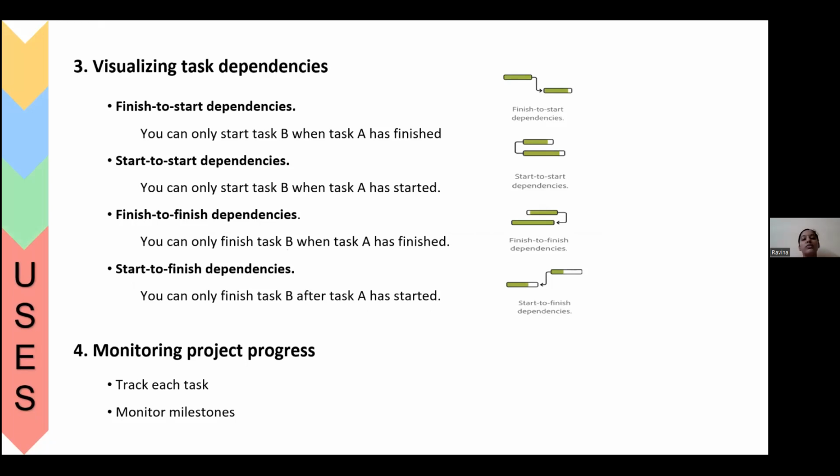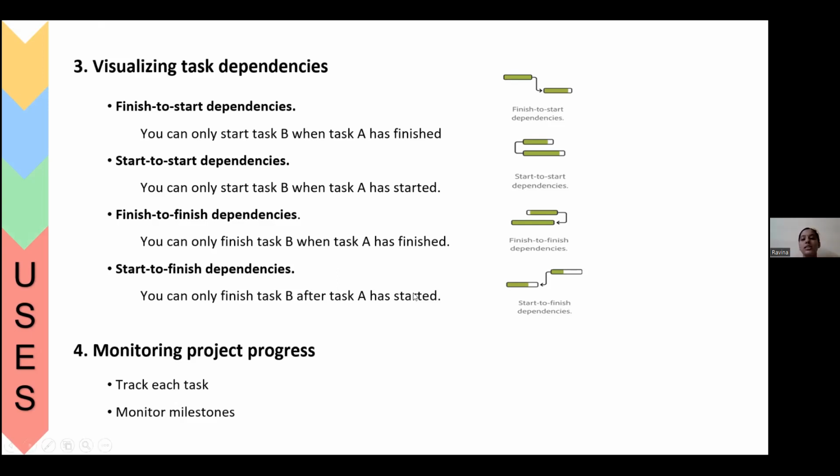There are 4 kinds of dependencies: finish to start, start to start, finish to finish, and start to finish. The prefix of "to" refers to task A, and the suffix of "to" refers to task B. Let me go in order. If A is finished, then B can start. If A is started, then B can start. If A is finished, then B can finish. If A is started, then B can finish. So this is how the dependencies can be.